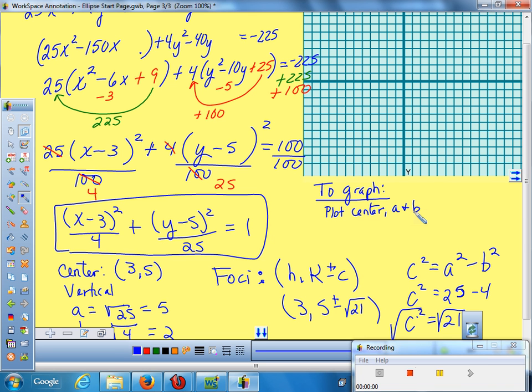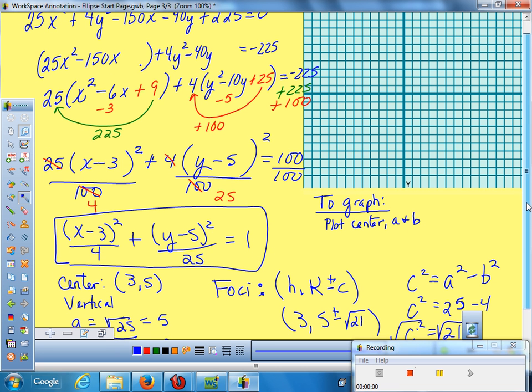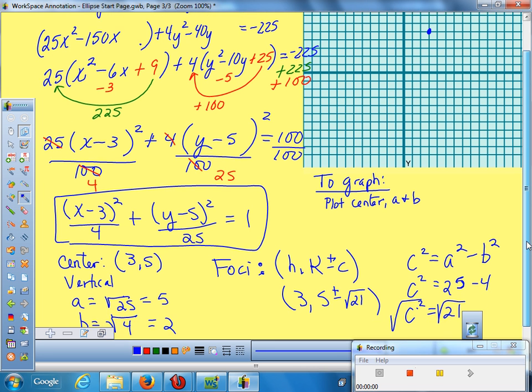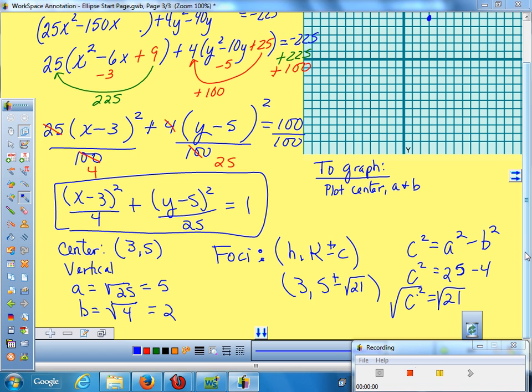So in this case, our center was where? Center was at 3, 5, so I would go over 3, up 5. There's center. Okay, we know A is 5 and B is 2. So from the center, I've got to count 5 units one way and 2 units the other way. The question is which one goes which way. Should A be going sideways or should A be going up and down?